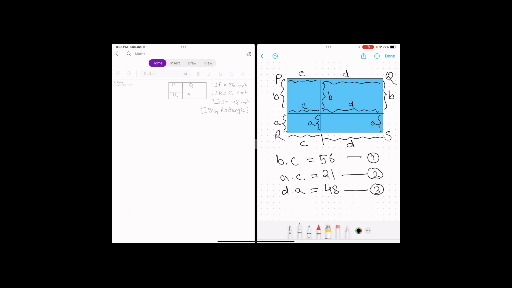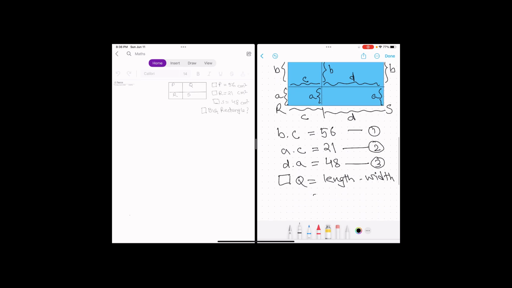So now we know these three things. Now from here, it's just mathematics. If I look at rectangle Q, the area of rectangle Q is length of Q multiplied by width of Q, which is D into B. So I need to find what is D into B from the equations that I have been given here, 1, 2, and 3. From now on, it's just the multiplication rules.